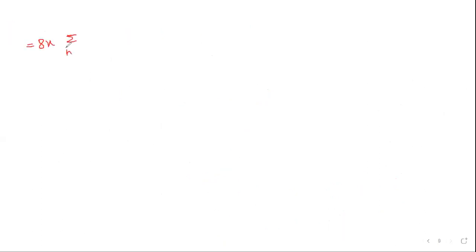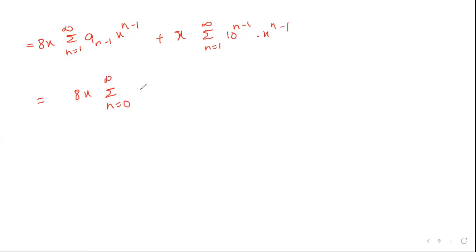Sum over n = 1 to infinity of a_{n-1} x^n, plus x times sum over n = 1 to infinity of 10^{n-1} x^{n-1}. Now, in the first sum, if I take n = 1, this will be a_0 x^0. So instead of that, can I write the sum from n = 0 to infinity of a_n x^n? Yes, the same thing, both of them are the same.